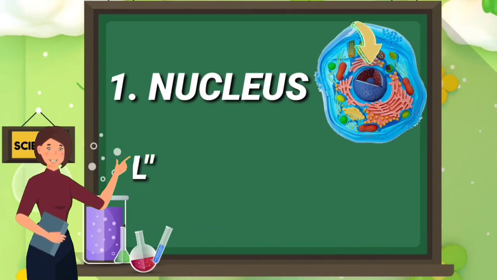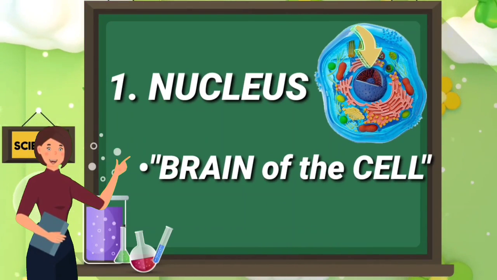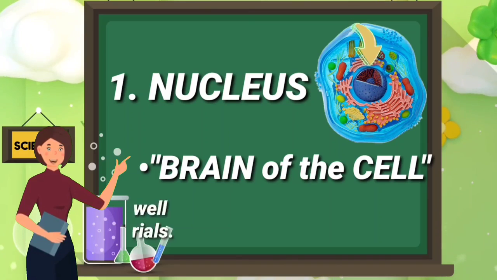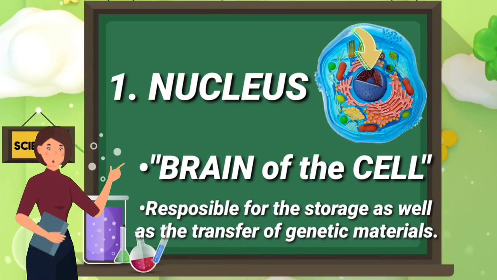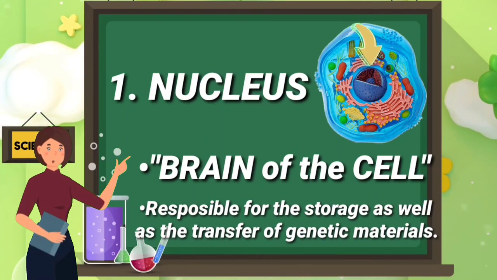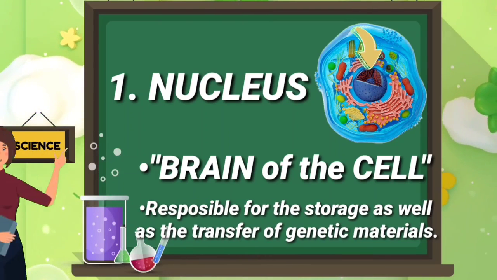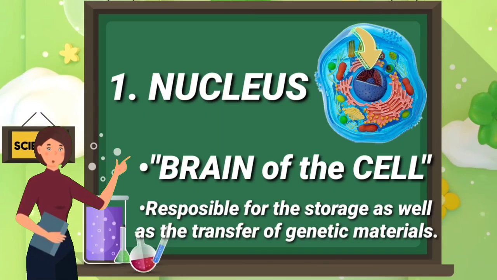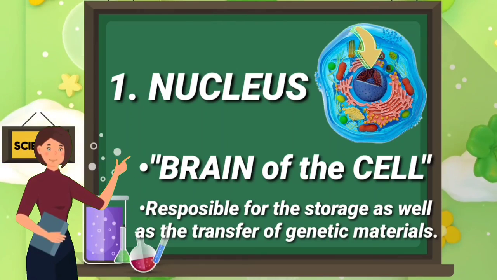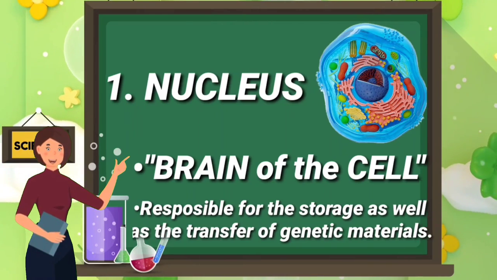So let's start with Nucleus, known as the brain of the cell. It controls all the activities inside the cell. It is also responsible for the storage and the transfer of genetic materials in the form of DNA, deoxyribonucleic acid, and RNA, ribonucleic acid. It contains the nucleolus, which plays an important role in the ribosome production.